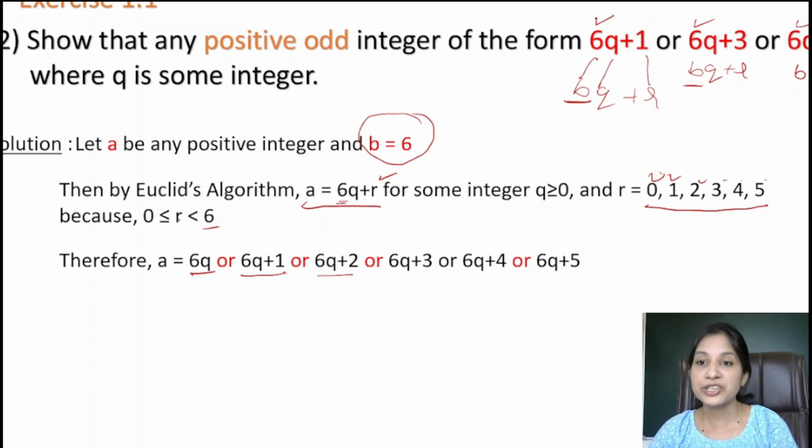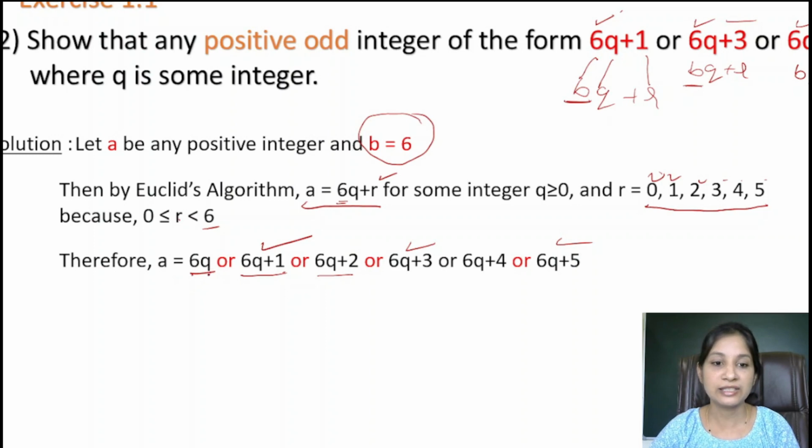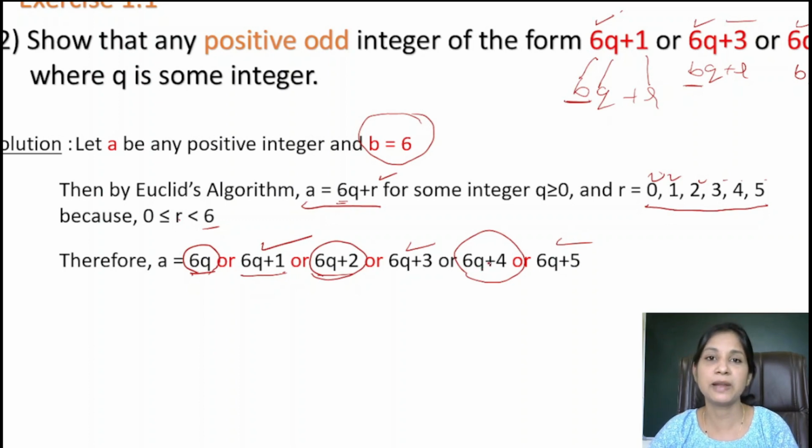Now, in the question we are talking about only odd numbers. We need to prove this about 6q plus 1, 6q plus 3, and 6q plus 5. And you are observing that 6q, 6q plus 2, and 6q plus 4 are even numbers. Do you agree with that? Yes, because 6 is even. Any integer multiplied by that number gives you an even number only.